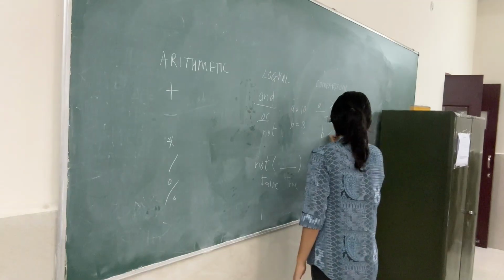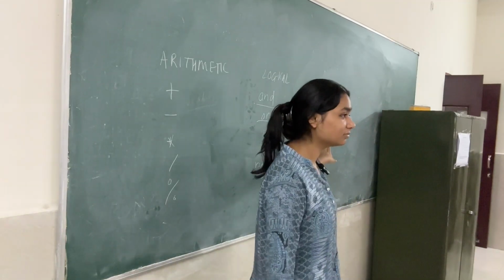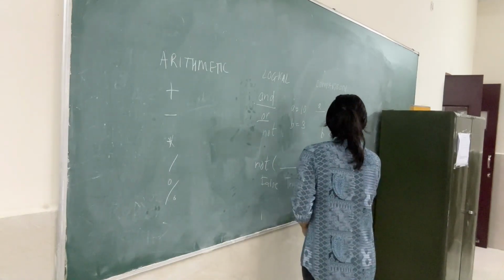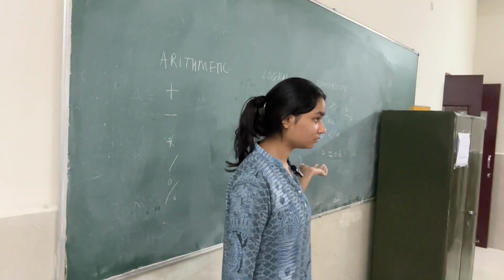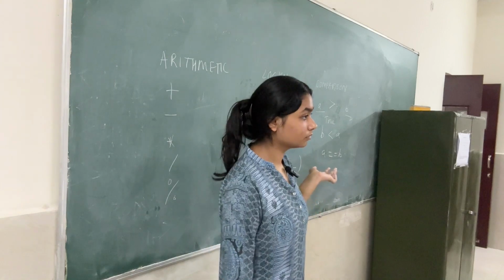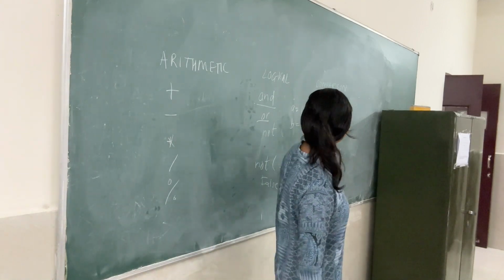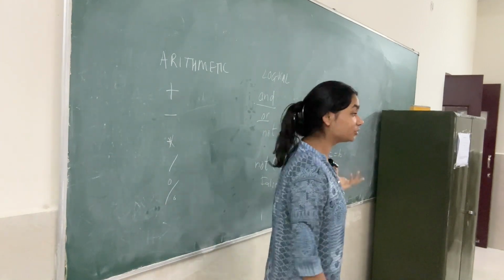Okay, then b is less than a. Will this return true or false? Yeah, true. And if a is equal to b, are both of them equal? So this will return false.